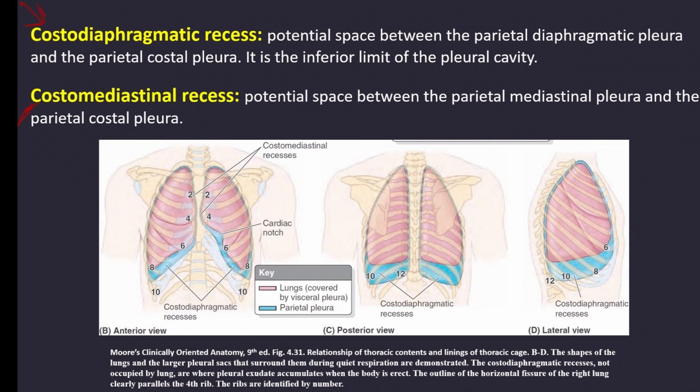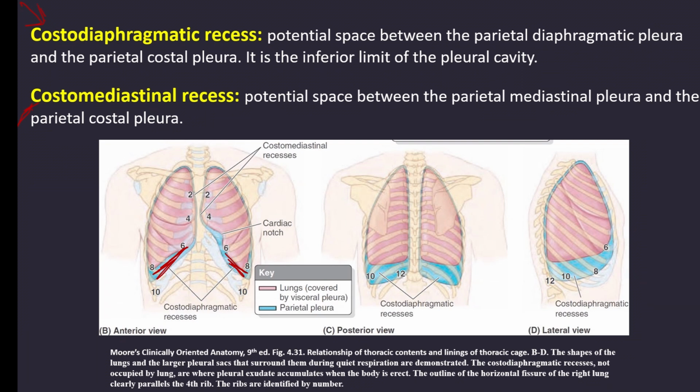Basically, that occurs when that parietal costal pleura reflects to become the diaphragmatic, and at that space where it reflects to become the diaphragmatic, it leaves a potential space, the costodiaphragmatic recess. And that's what's showing in here. That space is your costodiaphragmatic recess. That's where the costal parietal pleura reflects to become diaphragmatic, and as a result of that reflection, it leaves that potential space, the costodiaphragmatic recess.